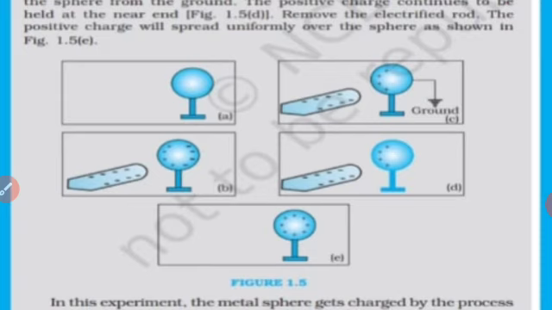Now, without moving the rod, we remove the grounding. So the situation is as seen in diagram D. The rod is there, which is negatively charged. All the positive charges are accumulated towards the closer end, and finally in diagram E, we remove the rod and we see that our metal sphere gets positively charged, and all the charges get spread uniformly over the surface. This is how we can have an uncharged sphere charged with positive charge without touching it.